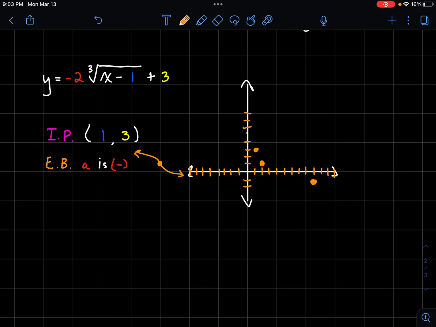And then, from here, whatever I went right 1 and down, I would do the opposite to the left side. Go left 1, up 2, go back to the inflection point, go left 8, up 4. Got enough dots to draw the picture of this graph. So I curve it up to the left, curve it down to the right, and there's what negative 2 times the cube root of x minus 1 plus 3 will look like.